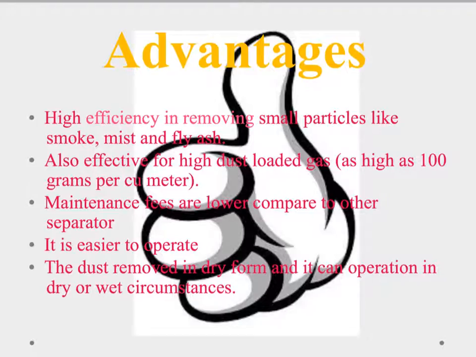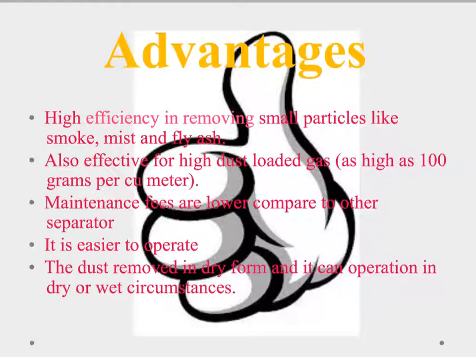Let us move on to the advantages of using electrostatic precipitator. The advantage is that it has very high efficiency in removing small particles like smoke, mist, and fly ash. Normal mechanical collectors cannot remove small dust particles below 10 microns. However, electrostatic precipitator can do that. Under these circumstances, electrostatic precipitator has higher efficiency than normal mechanical collectors. It is also very effective for high dust loaded gas. Its efficiency is as high as 99.5%.